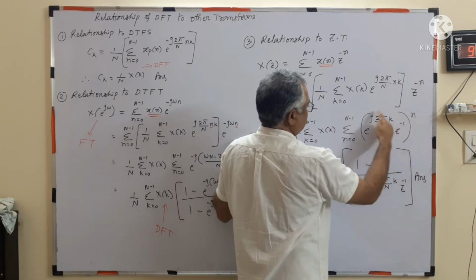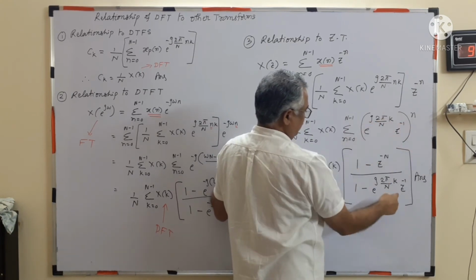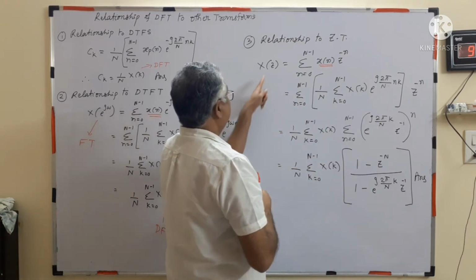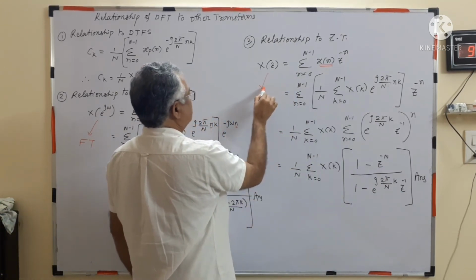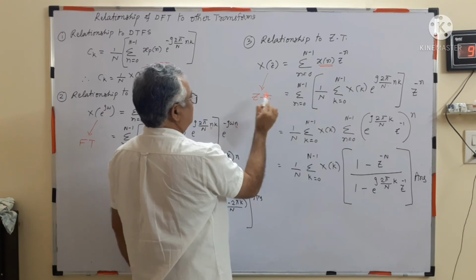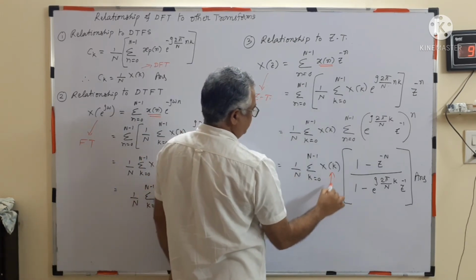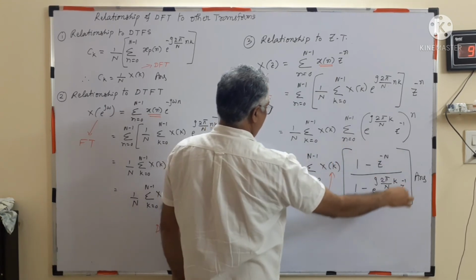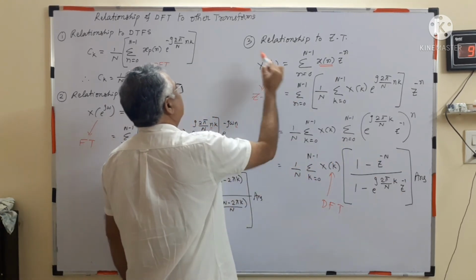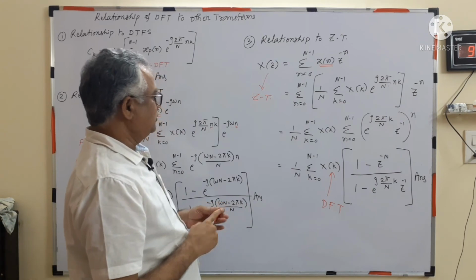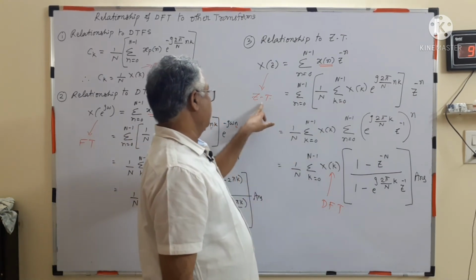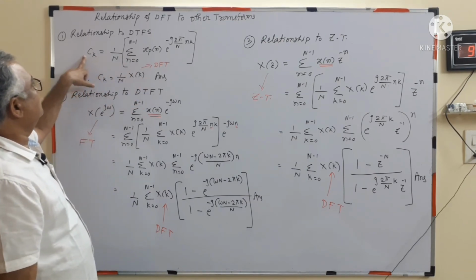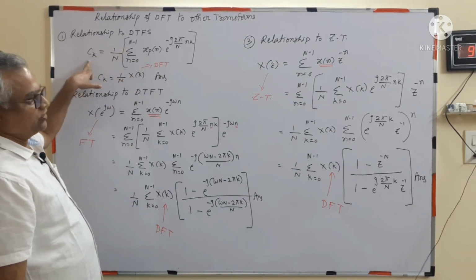Other than this, as it is, this term you write: 1 minus of this. So here X of z is the Z transform and X of k is the DFT. If you know the DFT, by doing this you will get the Z transform. So DFT is related to the Z transform, DFT is related to the Fourier transform, and DFT is related to the Fourier series coefficient.